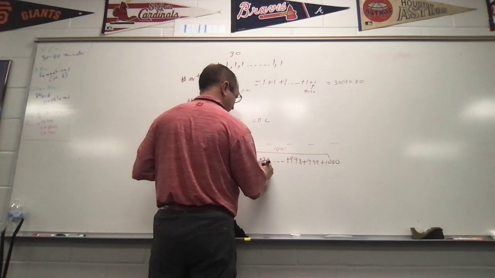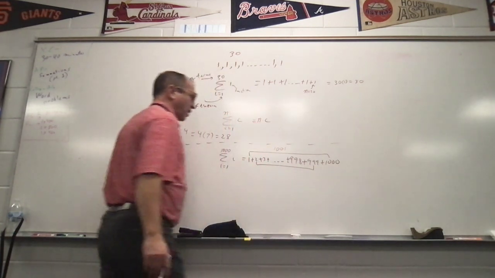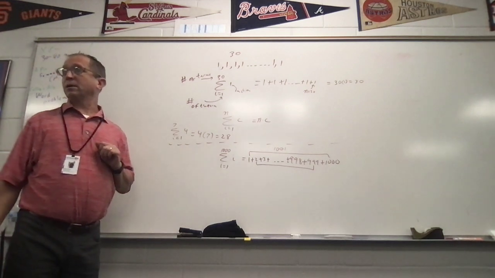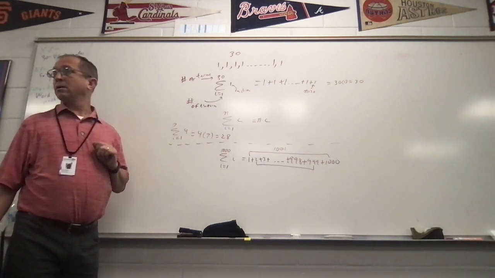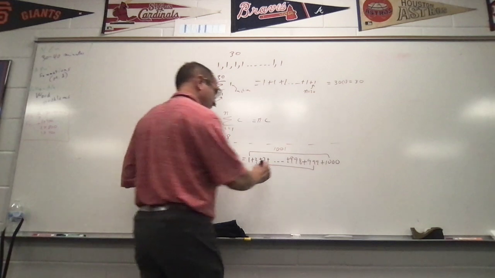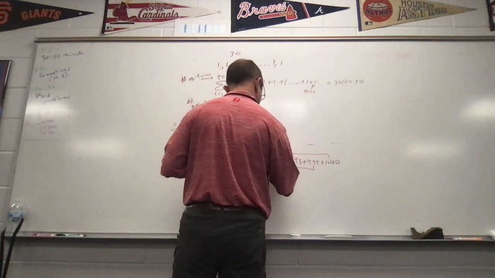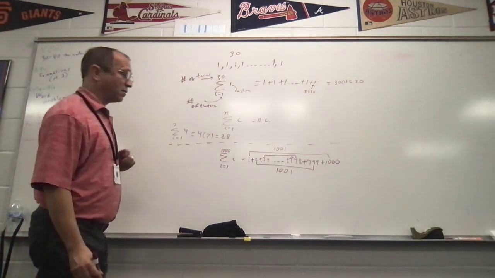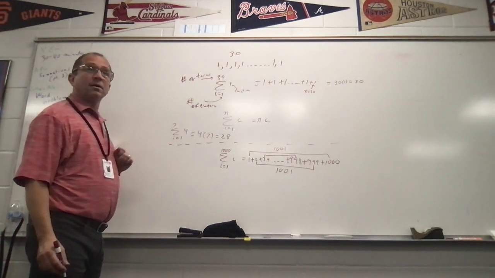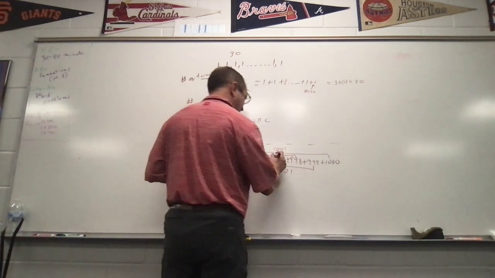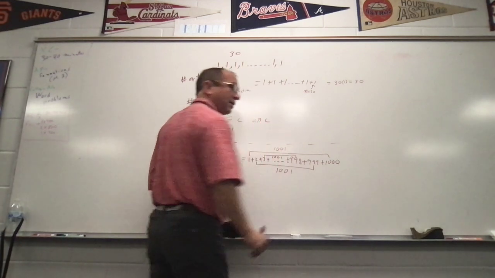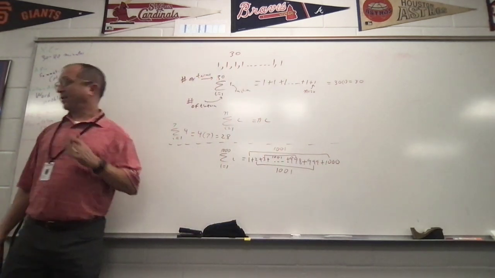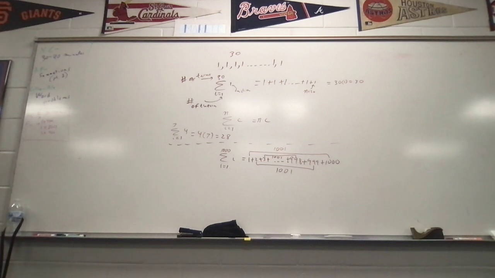And let's take the second number and add it to the second to last number. What do we get as our sum here? 1,001, right? And let's take our third and add it to the third to last number. What do we get when we add those together? 1,001. Do we see a pattern that's happening here? Good. I was afraid I wouldn't.